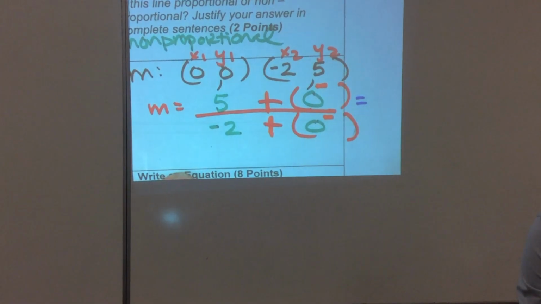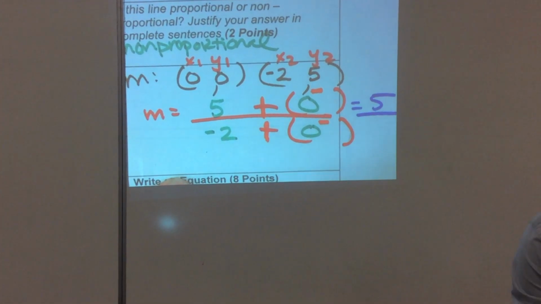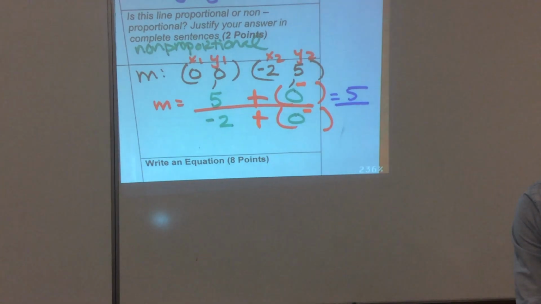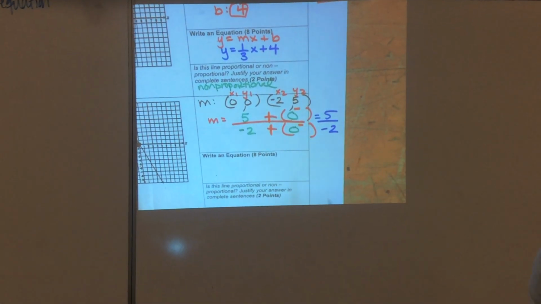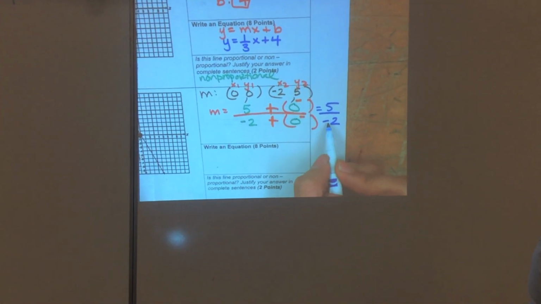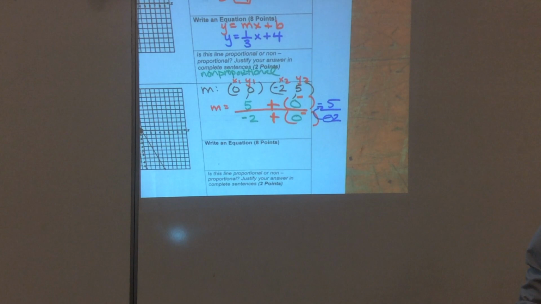Subtract. But in this case, it's just 5 plus 0, so it's just 5. Negative 2 plus 0 is? Negative 2. Good, it's just negative 2. Remember what I said? The negative goes where? In the middle. Right, so technically you should have put the negative in the middle.